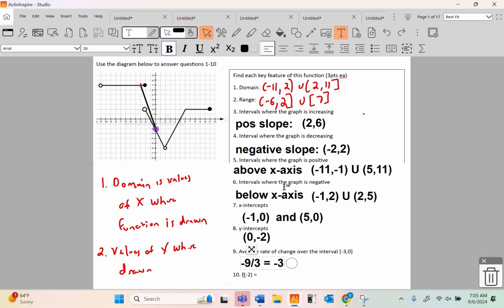Then we have the f notation. I know so many of you guys are just not understanding f notation. This is asking for the output, which is y, when the input, which is x, is -2. That's what it's asking for.